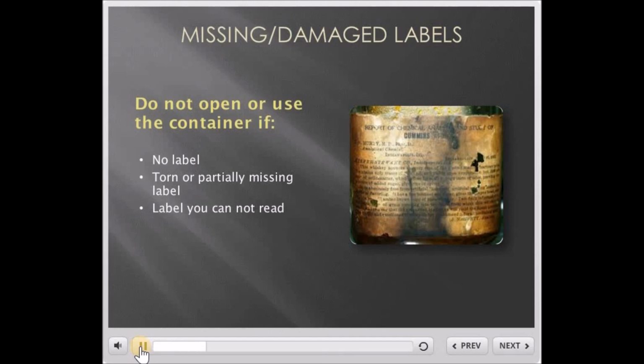You should not open or use a container with a missing or damaged label that you cannot read. Report this to your supervisor. Supervisors should attempt to find out the origin of the container, or if known, request a new label from the manufacturer.